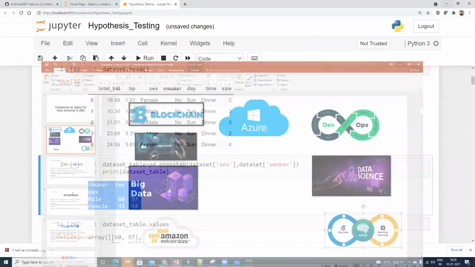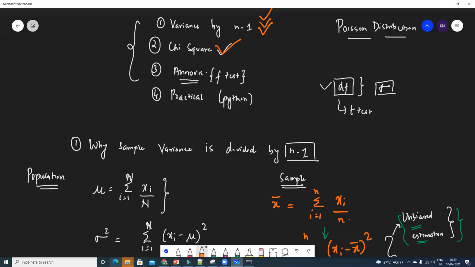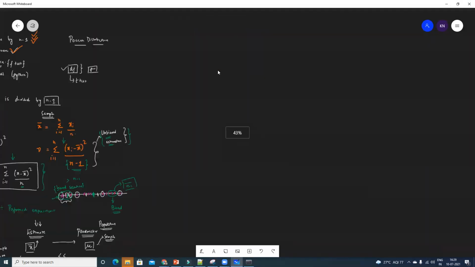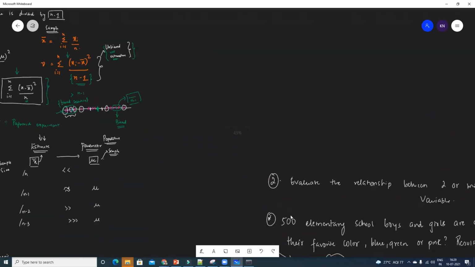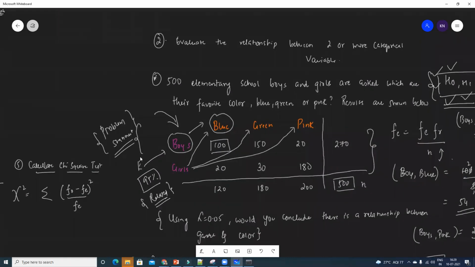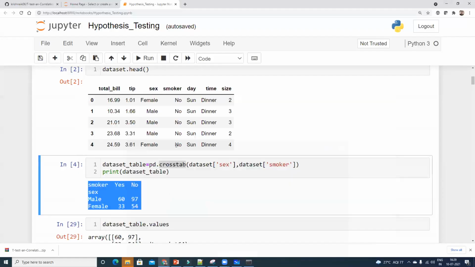Just a second. If you remember, guys, what kind of format did we define over here? We defined it in this format only, right? This is the crosstab format, the matrix format, as we say: boys blue, boys green, boys pink, like that. Similarly, we are doing this thing also.